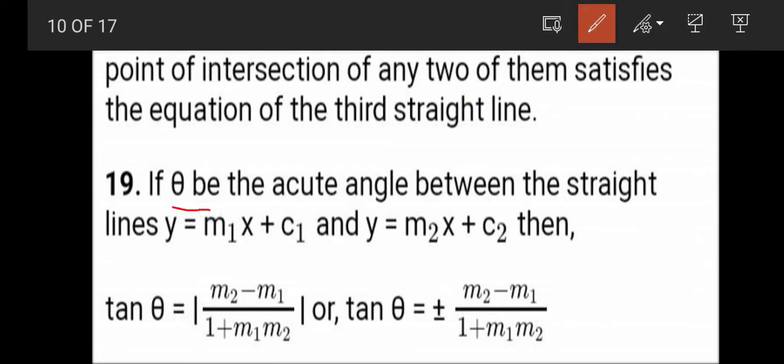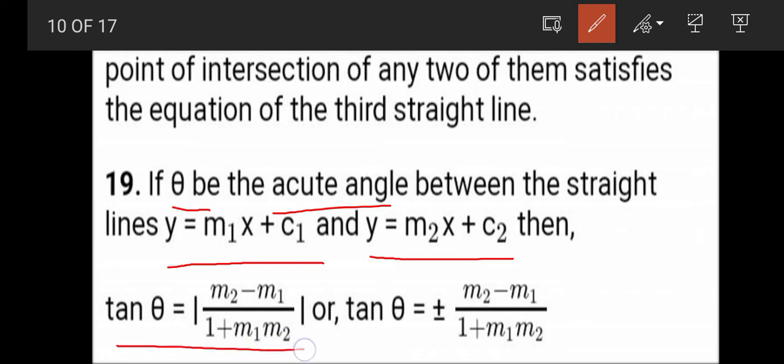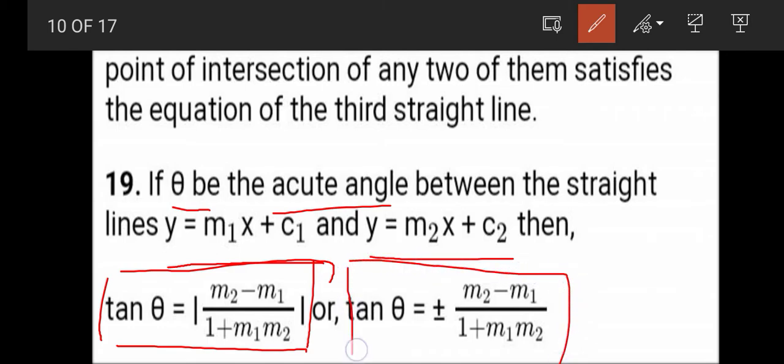Let theta be any acute angle between the straight lines y = m1x + c1 and y = m2x + c2. Then tan theta is equal to, this is the formula for tan theta: tan theta = |(m2 - m1)/(1 + m1 m2)|, or we can also say that tan theta = ±(m2 - m1)/(1 + m1 m2).